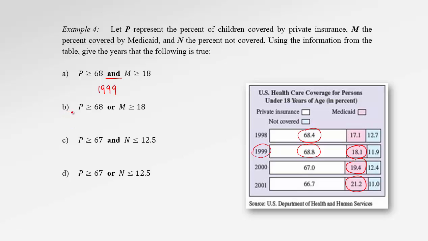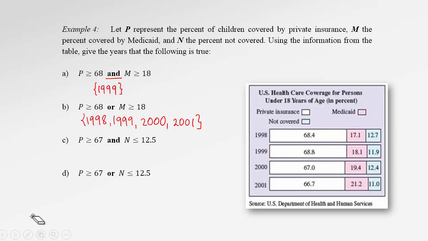Let's try the second question. Here we have exactly the same inequalities. The only difference is we're taking or. So we're using the same sets of years, but this time we're taking or. Well, that means we're taking all 4 years. Therefore, the answer here would be 1998, 1999, 2000, 2001, all 4 years. I'll put a bracket here as well as a set composed of 1 year.